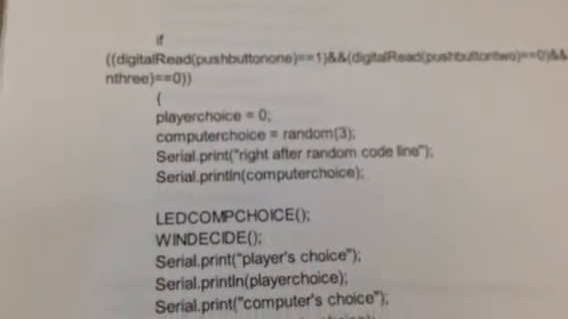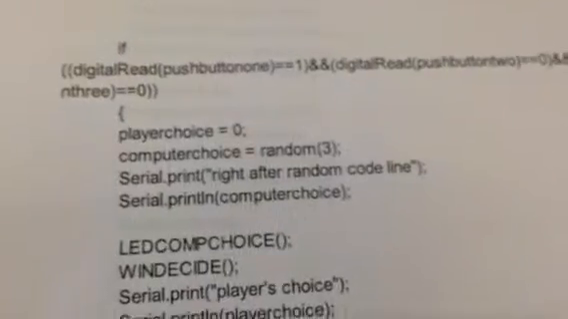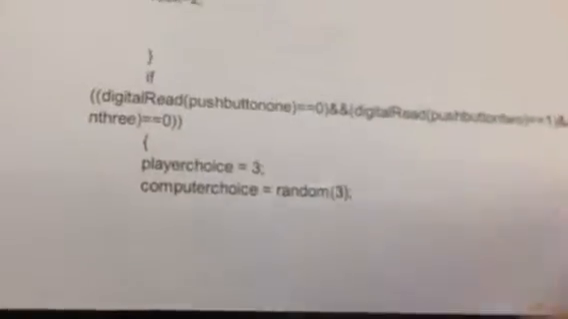So we have 3 separate if statements, which define whether the player pushes button 1, 2, or 3. We assign different numbers. If button 1 is pushed, player choice becomes 0, which is rock. If button 2 is pushed, player choice becomes 3, which is paper. And if button 3 is pushed, player choice is 6, which is scissors.